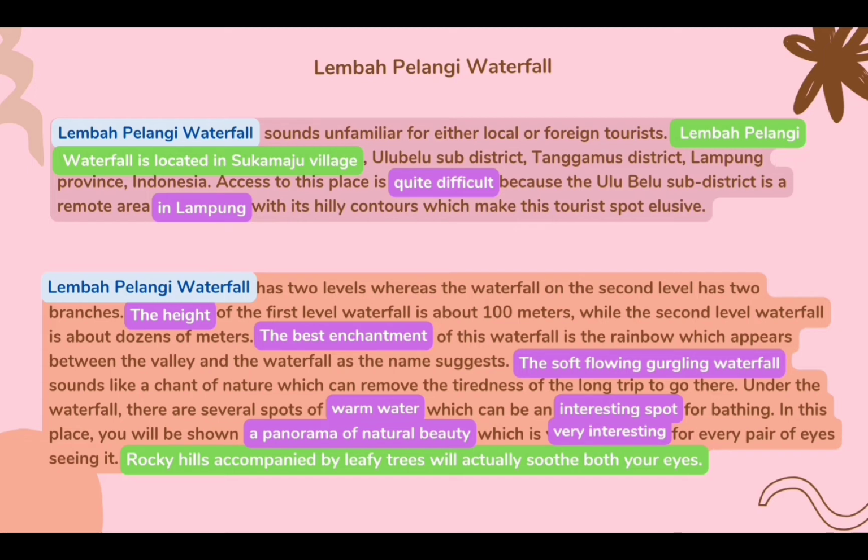For example, the sentence in the first paragraph. Lembah Pelangi waterfall sounds unfamiliar for either local or foreign tourists. The verb sounds is added with s because Lembah Pelangi waterfall is the subject that can be replaced with the pronoun it. So, the verb sound should be added with an ending s based on the formula of simple present tense. You must have learned about simple present tense, right?